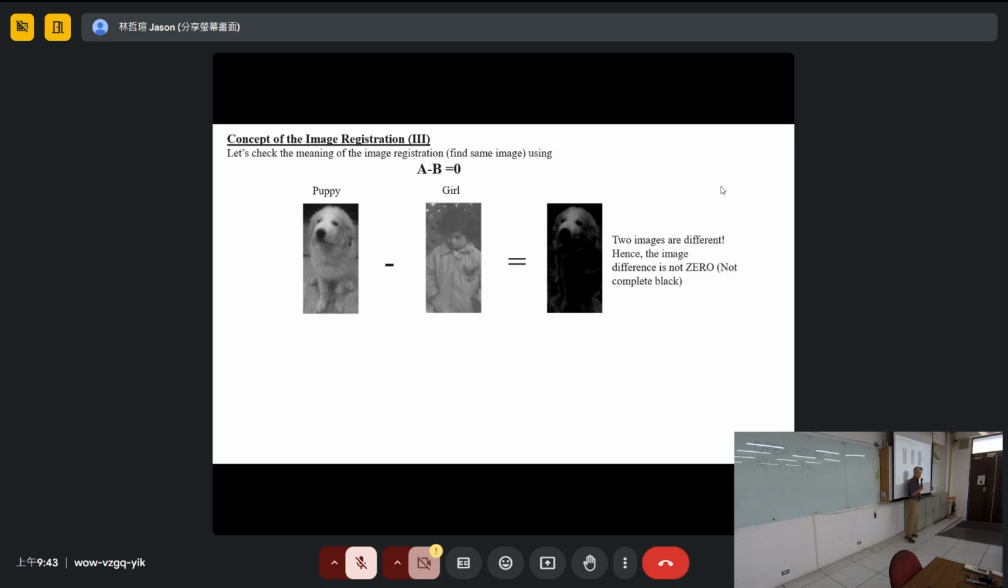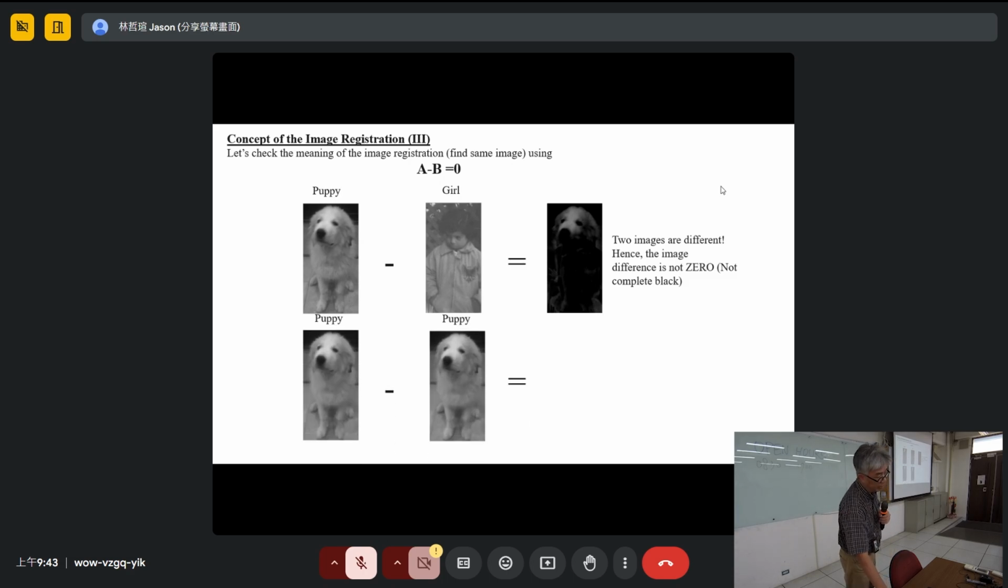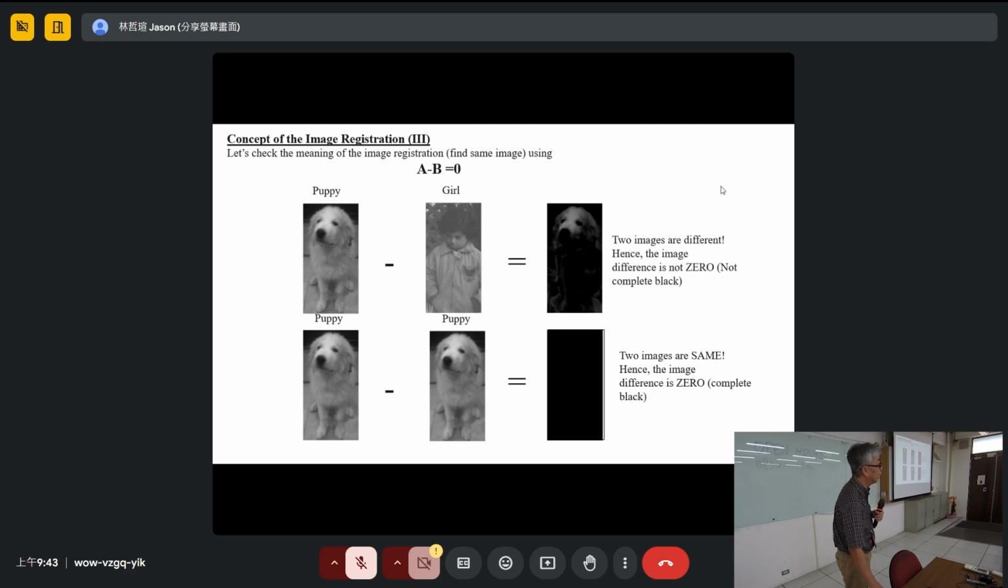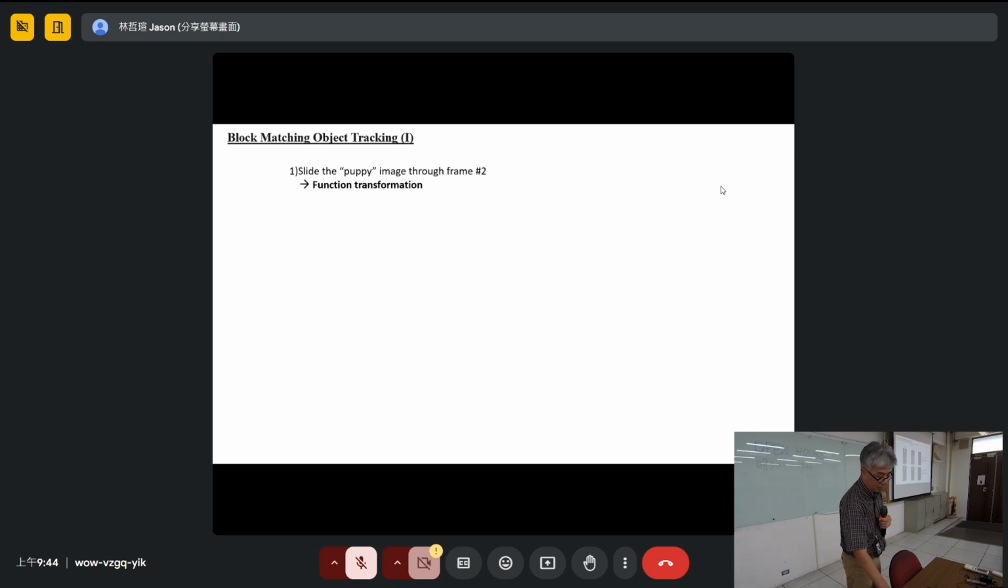Good? But if I do Inu minus Inu, it's exactly the same image, so it should be zero. In the black and white image world, zero is black, right? So this is a way you can quickly ask the computer to tell, is this image the same as this image? Yes, no, yes, no. Then keep searching the space. That's the basic idea of region-based, pattern-based tracking.